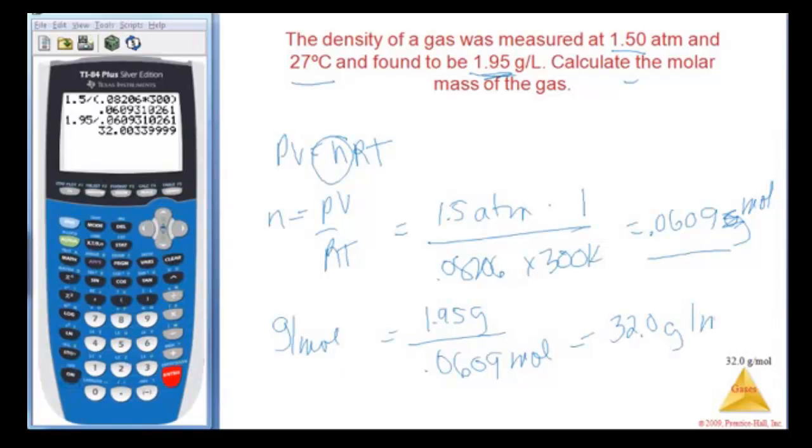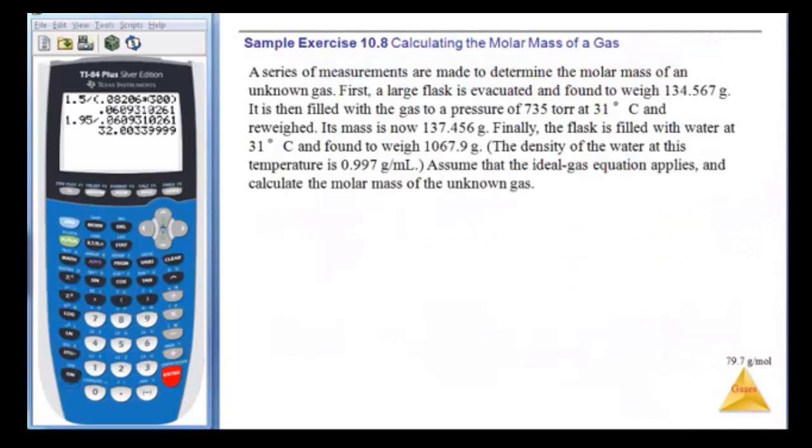grams per mole. Okay, and I bet you can figure out what gas it is if it says it's a diatomic gas, and it would be oxygen, right?